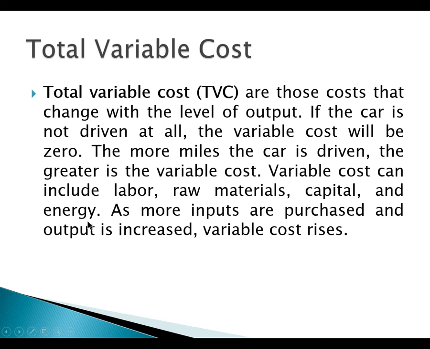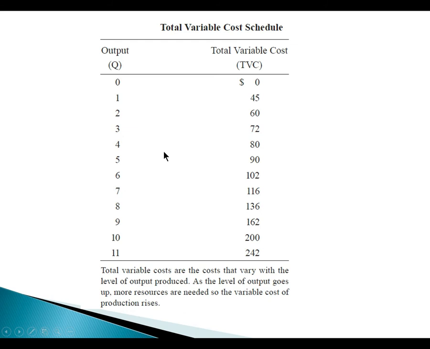And energy, obviously: you are using electricity, fuel, and transportation, and with a little amount of production, you will be needing little electricity, gas, water, petrol, fuel, etc. As more inputs are purchased and output is increased, variable cost rises. So this is what we call a variable cost.